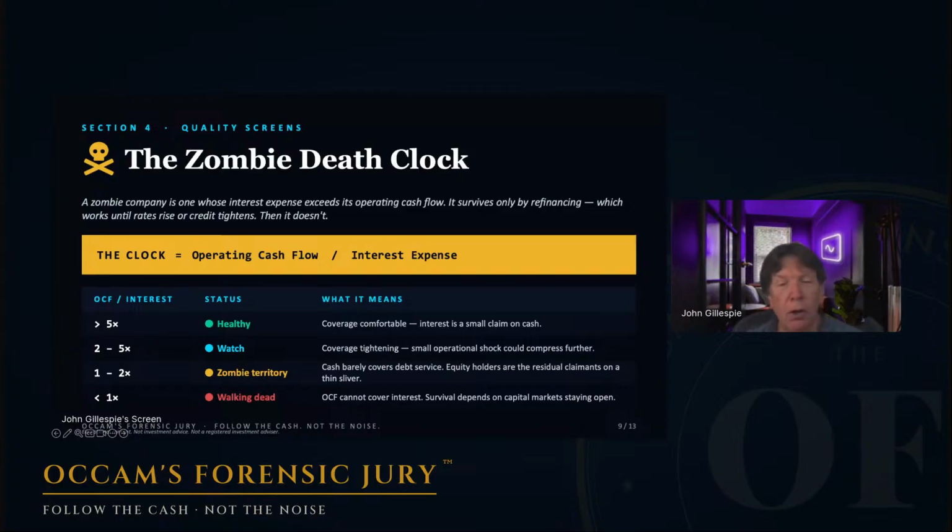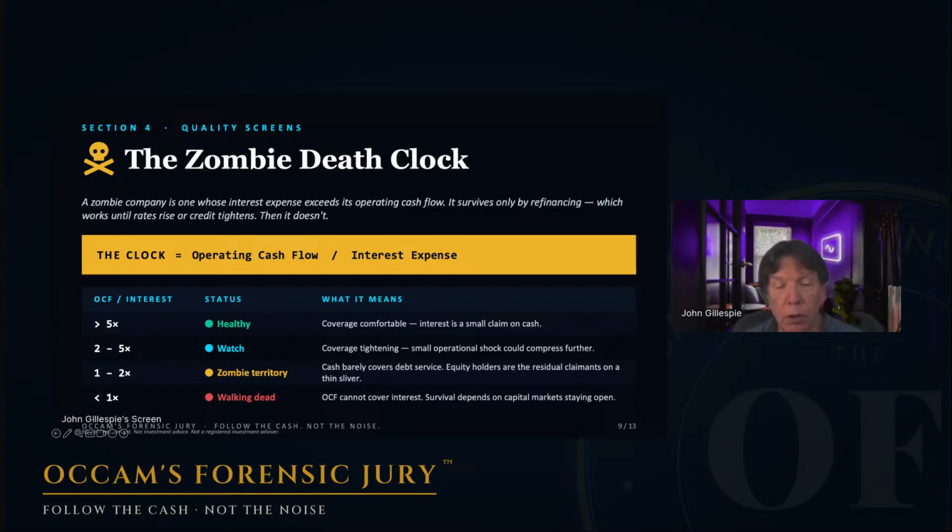And we have this other thing called the zombie death clock. It's a second screen, and it's even simpler. A zombie company is one whose interest expense exceeds its operating cash flow. It cannot fund its own debt service from the cash the business produces. It survives only by refinancing and issuing new debt to pay old debt, which works fine until rates rise or credit tightens. Then it doesn't. The clock is a single ratio. Operating cash flow divided by interest expense: above 5 times, the business is healthy. Between 2 and 5, interest is tightening and a small operational shock could compress it even further.